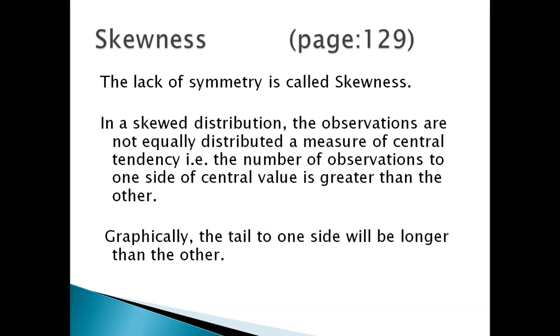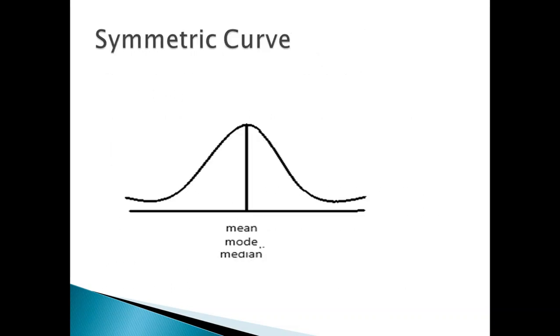But before going to skewness, let's revise the curve which we have studied in the first chapter, the symmetric curve, or it is also called the normal curve. This curve is found when you plot all the frequencies on the graph paper. So you get a bell-shaped curve, and this curve is called the normal curve or symmetrical curve.